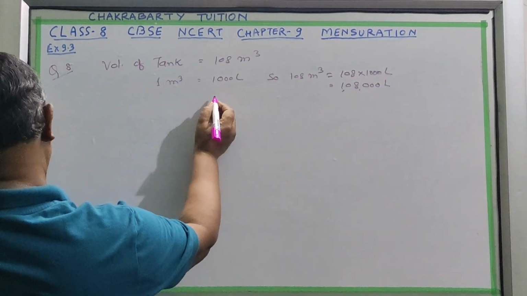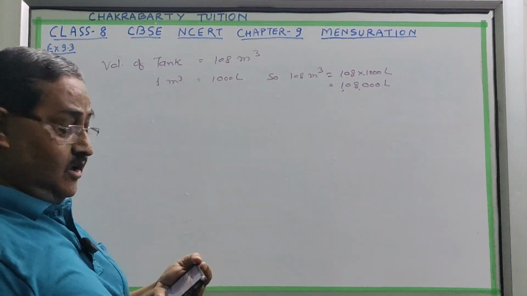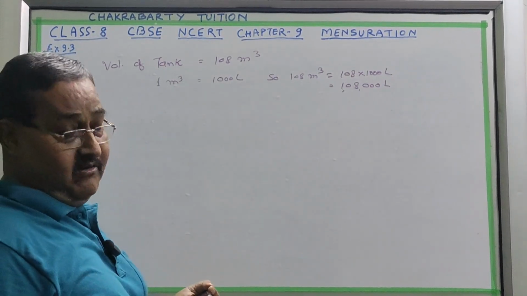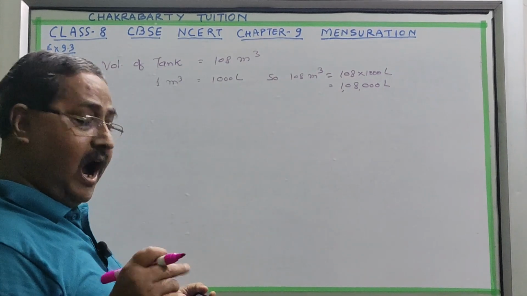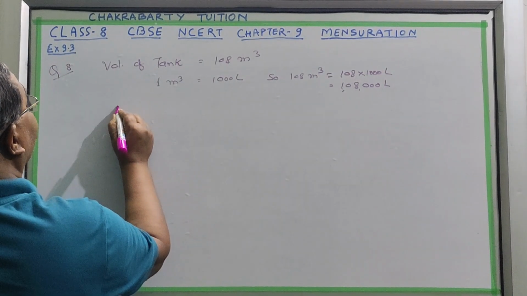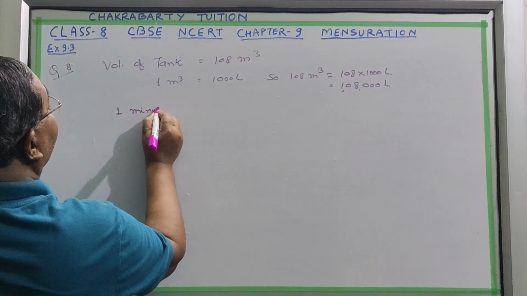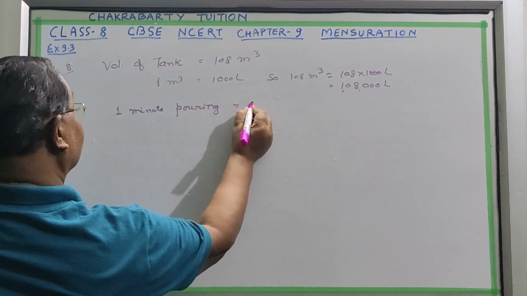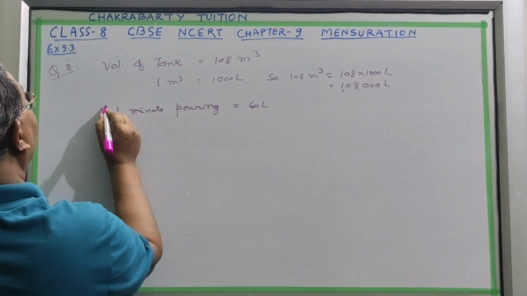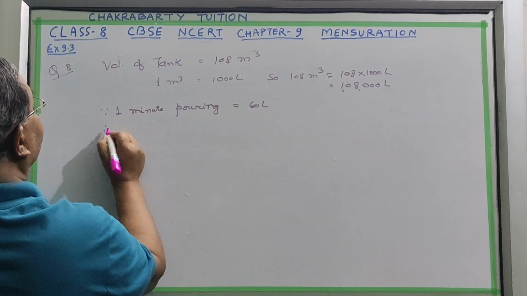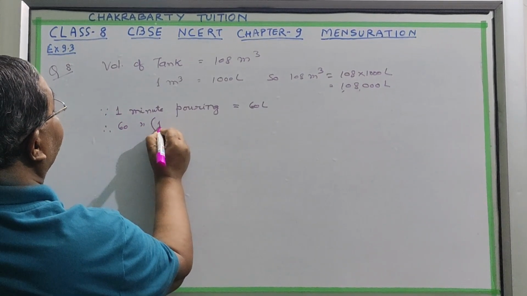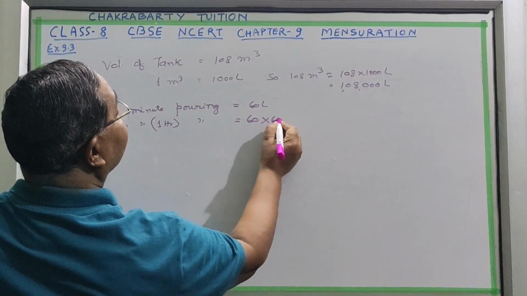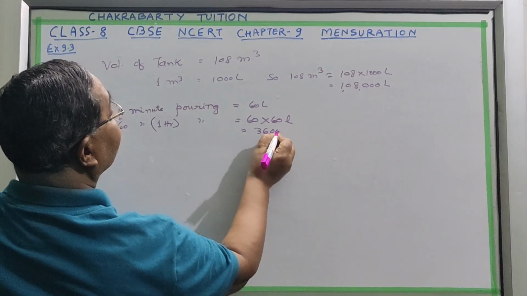Now you are pouring water at the rate of 60 liters per minute, and they are asking the answer in hours. Find the number of hours. So minutes we have to convert into hours. 1 minute pouring power is equal to 60 liters. So 60 minutes means 1 hour. 1 hour pouring is equal to 60 into 60 liters, which is equal to 3600 liters.